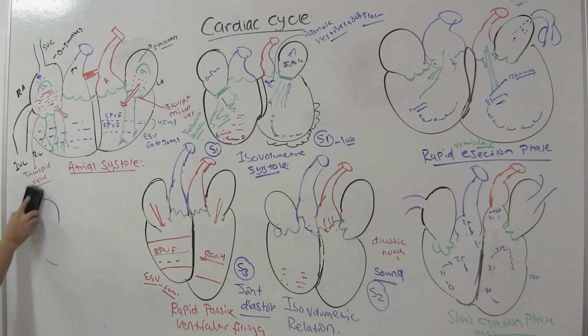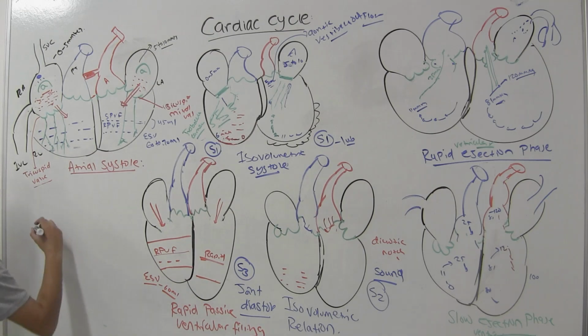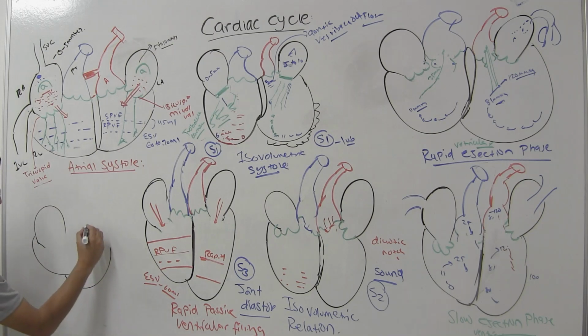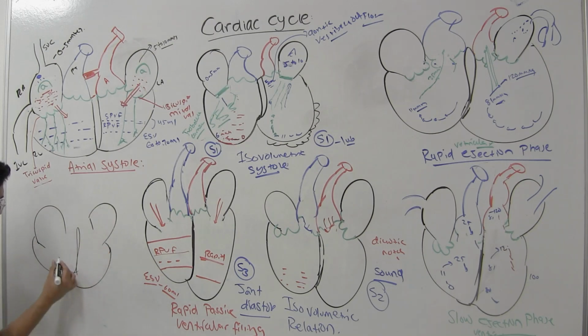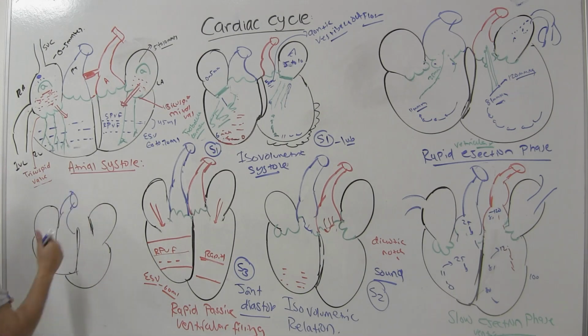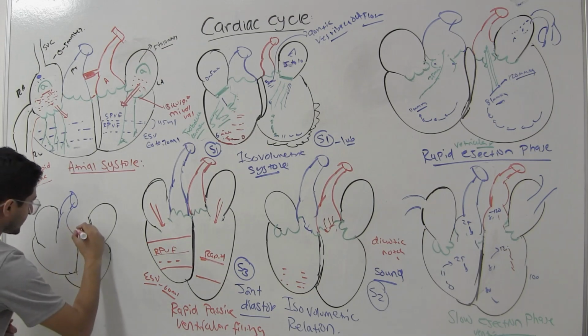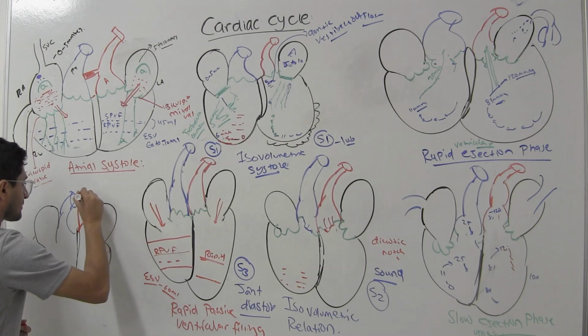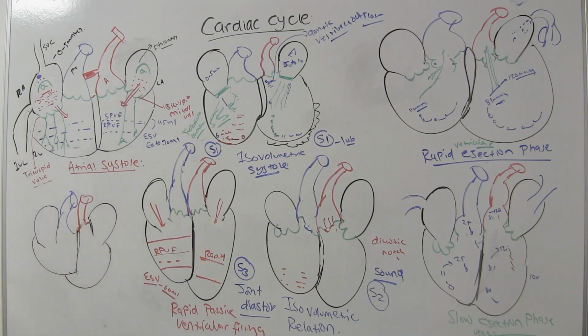Now, another thing that is happening here. I'm going to use the black color to make this heart. You have this right heart, and let's say this is my pulmonary trunk, and then this is going to be my atria. Let me just use the green for this one. So now, remember, we have end systolic volume, and rapid passive ventricular filling is there too. This is also rapid passive ventricular filling, and the end systolic volume.